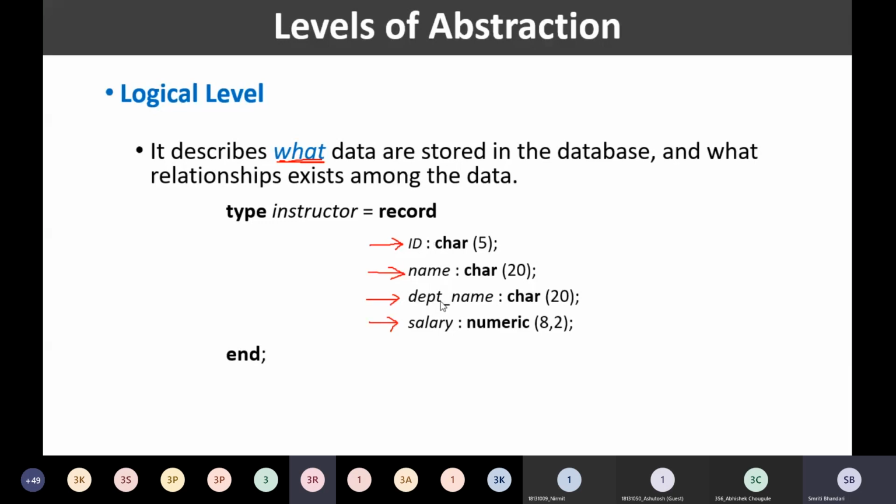Yes, ma'am. So can you explain what you understood? What is physical level data abstraction and what is logical level data abstraction? In physical level abstraction, that describes how the data are actually stored, and in logical level abstraction, that describes what data are stored in the databases. Correct. Very good. Okay, thank you.